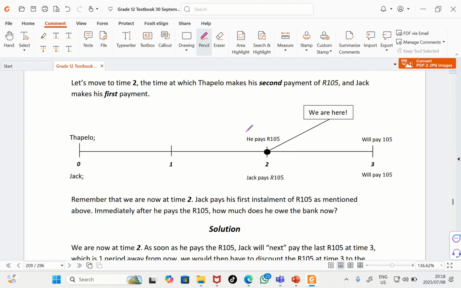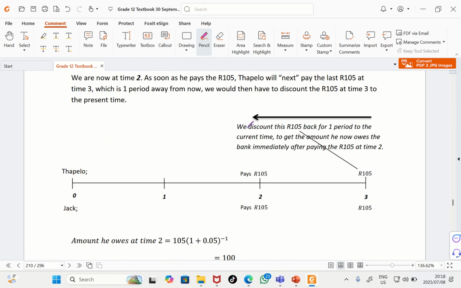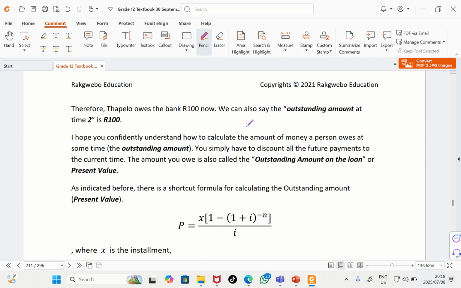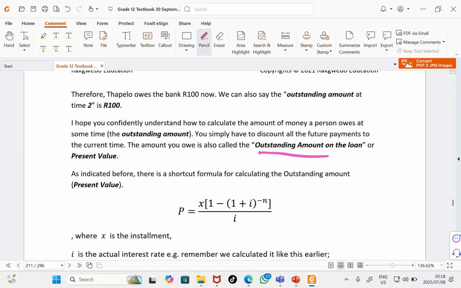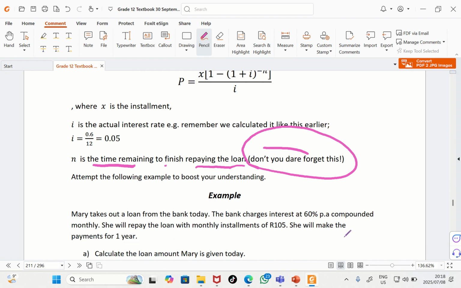You guys understand what's going on now, yeah? So we're going to do a bunch of questions. I also emphasized again that to calculate the outstanding amount, you still use the same formula, and at the end, it's the time remaining to finish repaying the loan. And I said, don't you dare forget this in the textbook. It doesn't sound polite, but anything to force you to pass.